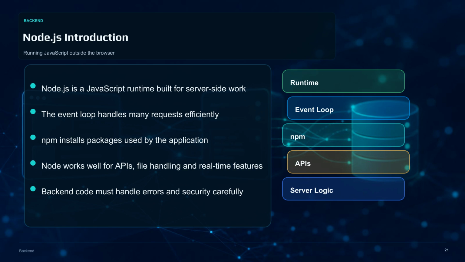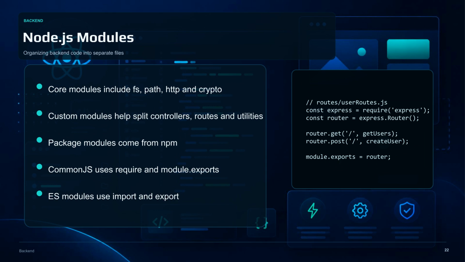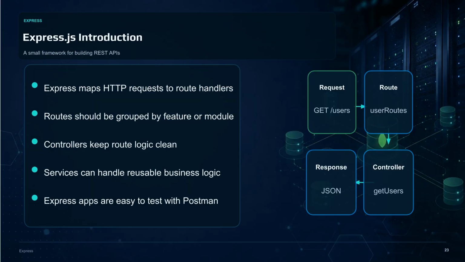Node.js brings JavaScript to the server side, enabling you to build scalable applications. Its event loop efficiently handles multiple requests, while NPM provides access to a massive library of packages for your project. Modules help you organize backend code. You can use core modules like FS or HTTP, install third-party packages from NPM, or create your own custom modules. Modern Node projects typically use ES modules for imports.